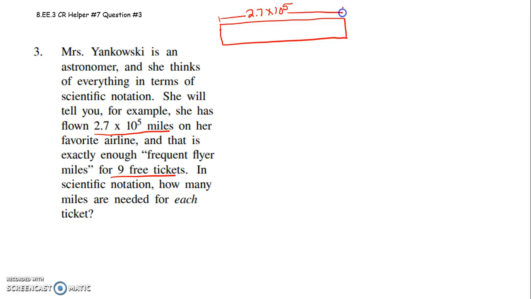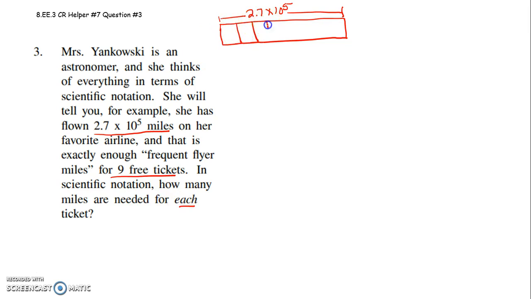All righty, Roo. So, if she's flown 2.7 times 10 to the 5th miles on her favorite airline, that is exactly enough frequent flyer miles for 9 free tickets. So how many miles for each free ticket? Okay, so no matter what my total is, even if it's a crazy large total, 2.7 times 10 to the 5th, that's the total. And I want to know, if that total represents 9 free tickets, how many miles for each ticket. So I have to break that total up into how many parts?